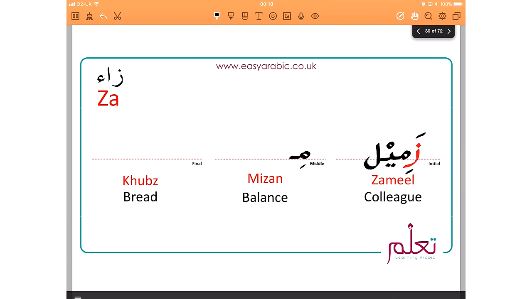Mi, then we have the ya. Then we have the za with the nukta. Then we have the alif, and then we have the nun. Mizan. The last one is khubz, which is bread. Kha, then we have the ba, and then we have the za. Khubz.